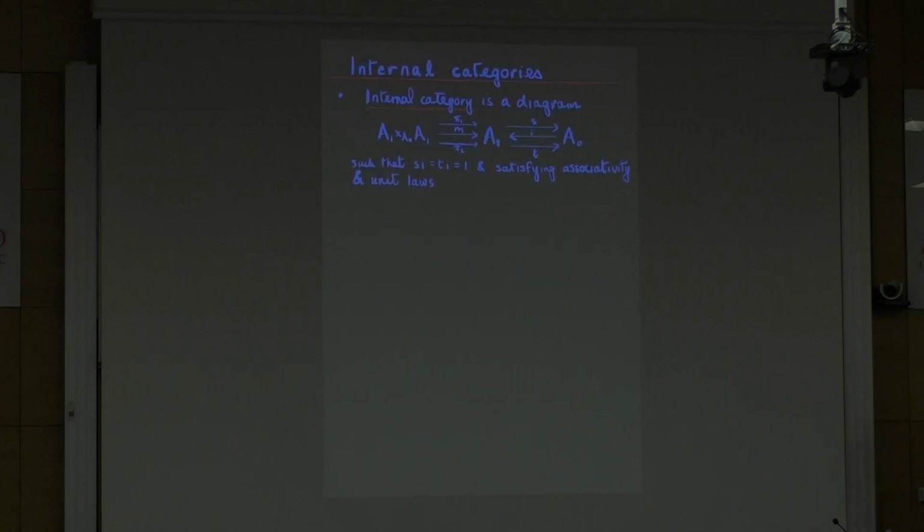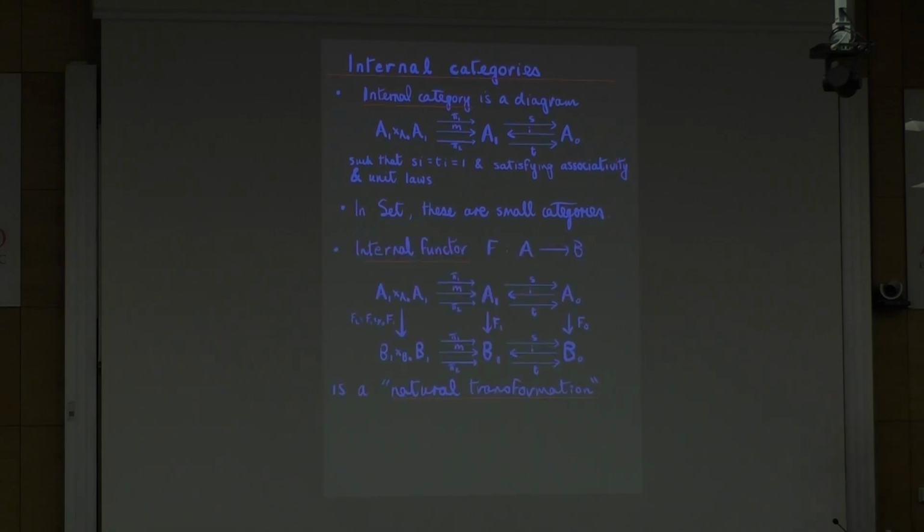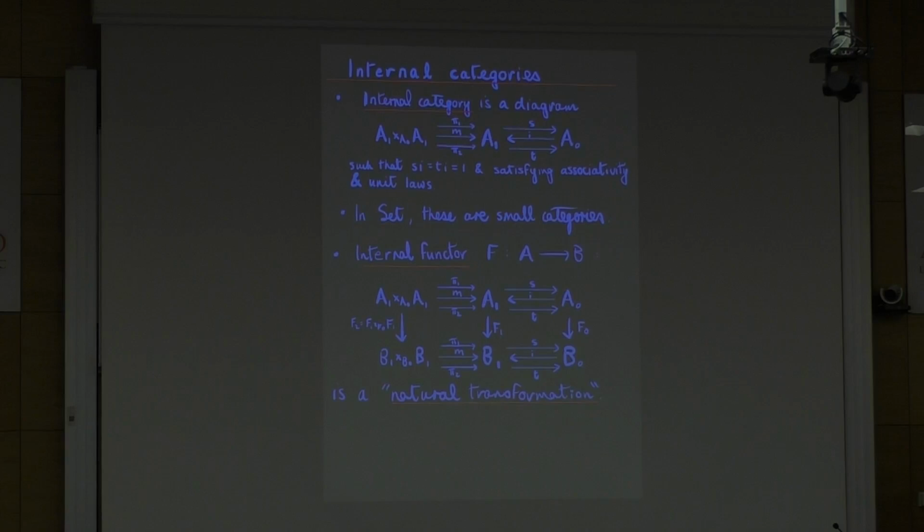So where does the problem arise? A very simple place is to look at internal categories. I think everyone knows what an internal category is, but there they are. You've got your nice source and target maps, your pullback projections, and your structural maps, the M and the I, satisfying a few laws. In sets, these are small categories. Everything works very well. If we look at what the morphisms between them are, the internal functors are the things you would want. They just preserve everything.